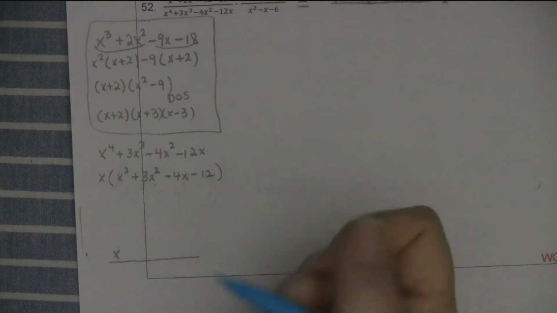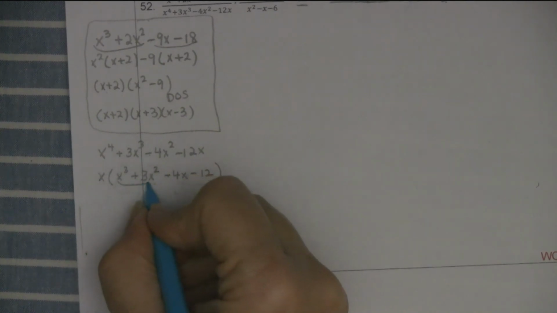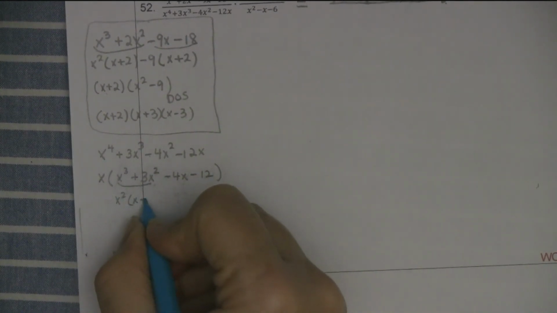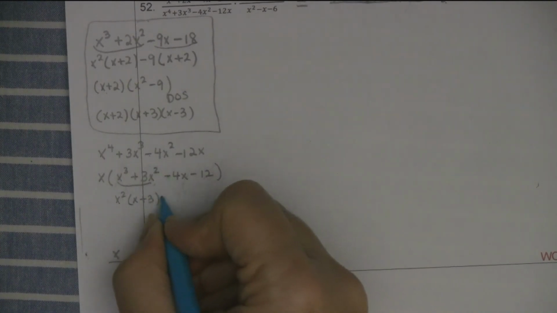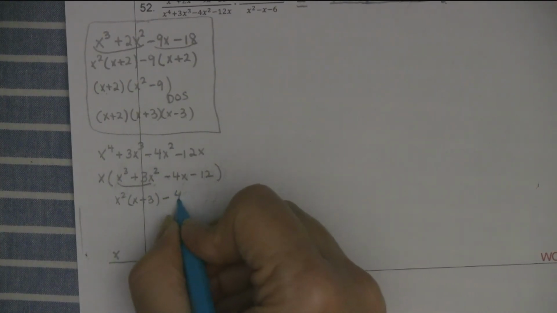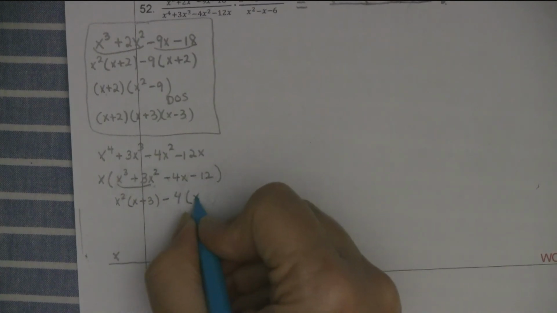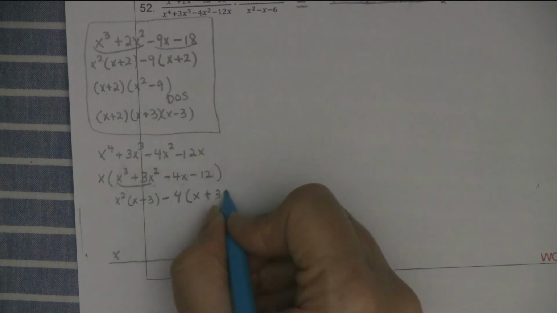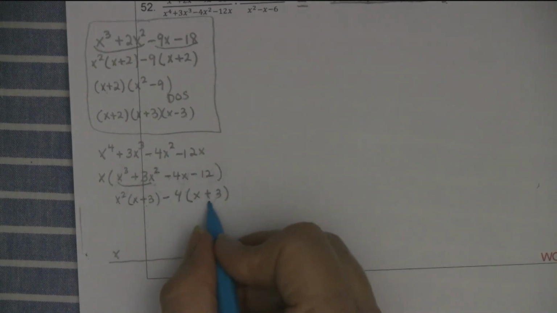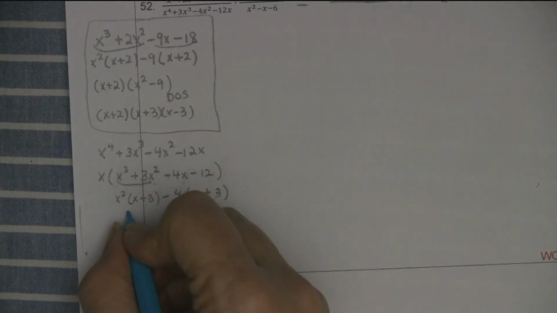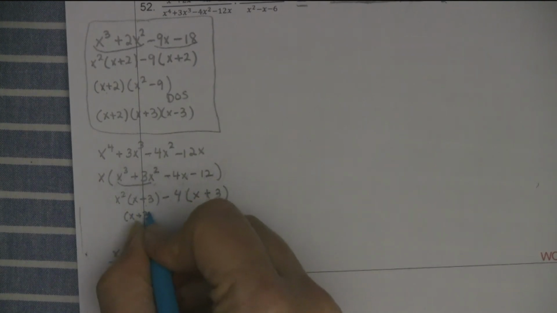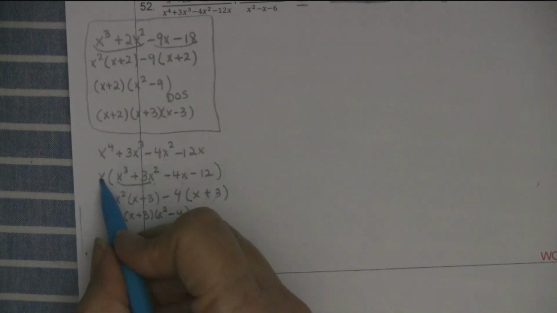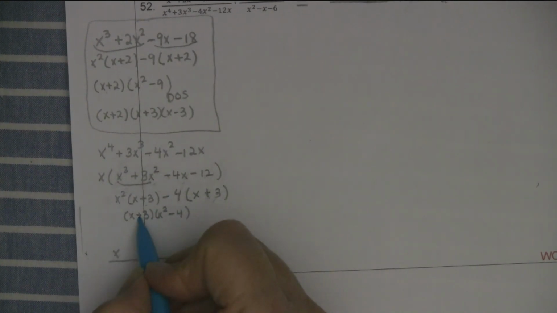And now I can group, right? I have my x already down here. So x squared, x plus 3, and the minus comes out, and 4. And so then this is x plus 3, because a negative 4 times a positive 3 is a negative 12. So they have x plus 3 in common. They have to be the same, and they are. So I have x plus 3 times x squared minus 4. So just like the x, the x plus 3 is done.